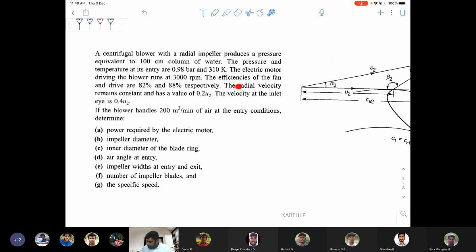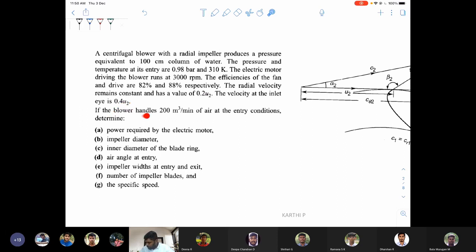The radial velocity remains constant and the value is 0.2 u2. That is, the radial components cr1 and cr2 remain constant, that is cr1 is equal to cr2. The velocity at the inlet is c1, and it is equal to 0.4 u2.